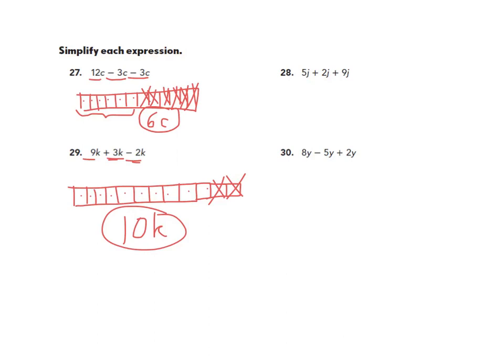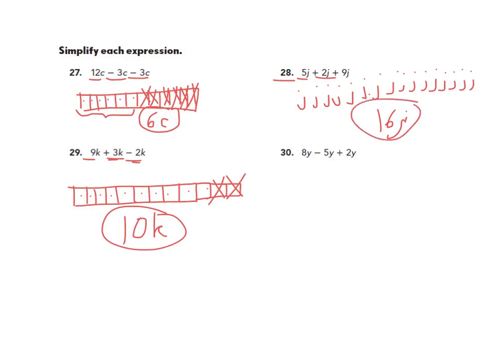Okay, for the next one here, number 28, it looks like I get 5 J's. 1, 2, 3, 4, 5 J's. And then they say after that, add 2 more J's. Okay, 1, 2 more J's. And then they say add 9 more J's. 1, 2, 3, 4, 5, 6, 7, 8, 9. That's a lot of J's. Let me count them all up. It looks like we have 16 J's here. And that's what I would call this.